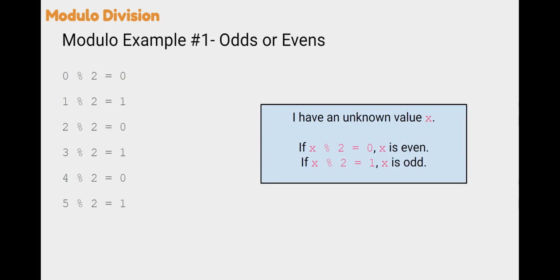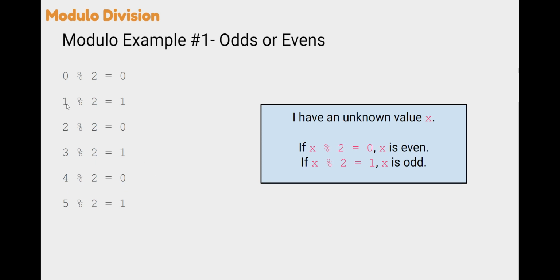So here we have a series of expressions on the left. We're taking some number starting with 0 and then counting up 1, 2, 3, 4, 5, and every time we are modding it by 2. Look at the answers that we get. 0 is an even number and we mod it by 2, we get 0. 2 is an even number, modded by 2, we get 0. 4 is an even number, modded by 2, we get 0. Because 2 always divides into an even number with no remainder.